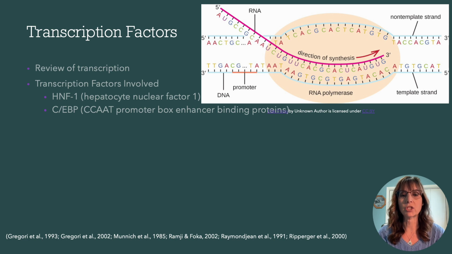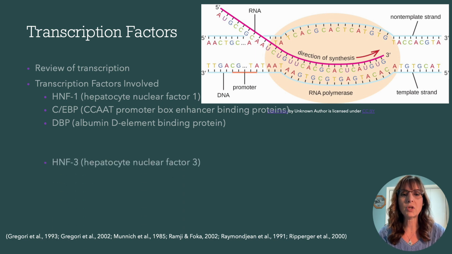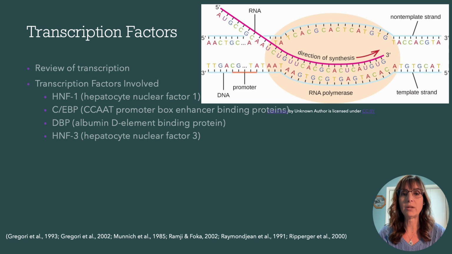Another transcription factor is the C/EBP, where C references that CAT promoter box, and then the rest of that stands for enhancer binding protein. There is also a transcription factor called DBP, and that is albumin D element binding protein. It's very similar to the C/EBP. We'll talk about that in just a moment. There's also an HNF3 or hepatocyte nuclear factor 3, and they all work together to regulate the expression of aldolase B.